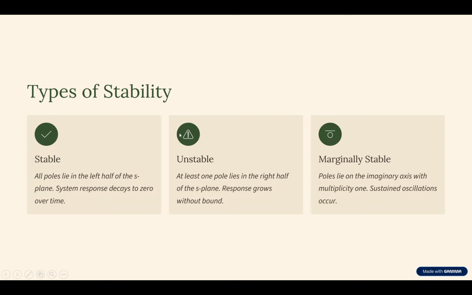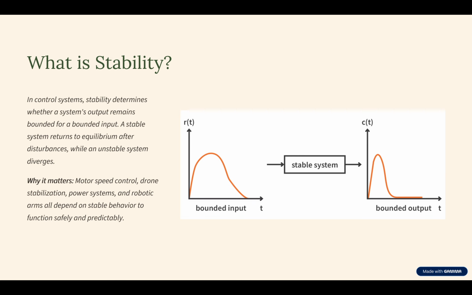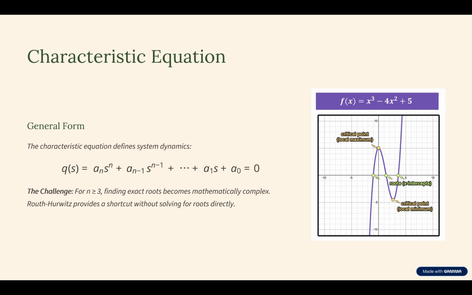Types of stability. We have three types of stability. The first is stable, second is unstable, and third is marginally stable. These are typically dependent on the location of the poles. So let's consider a graph like this.